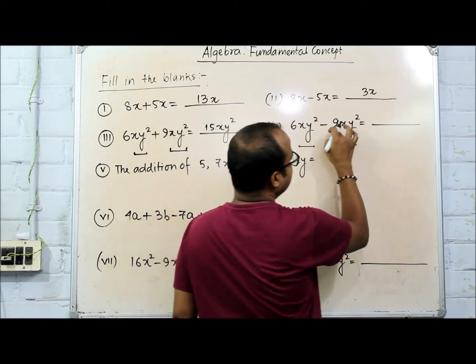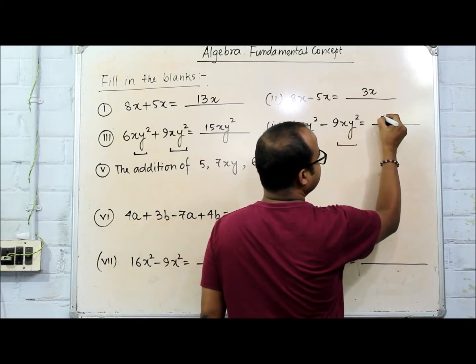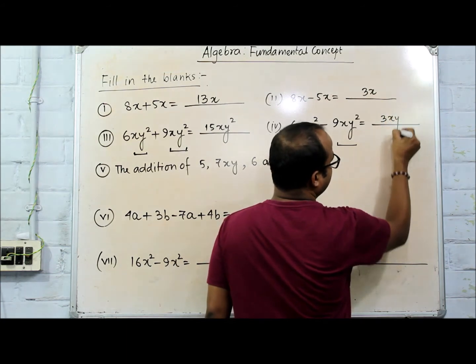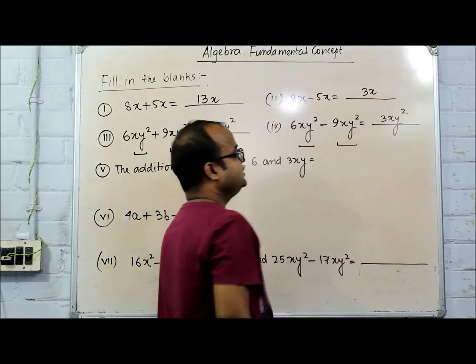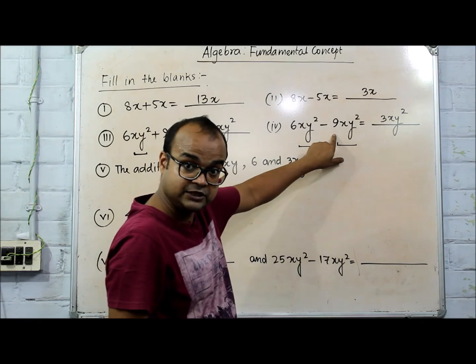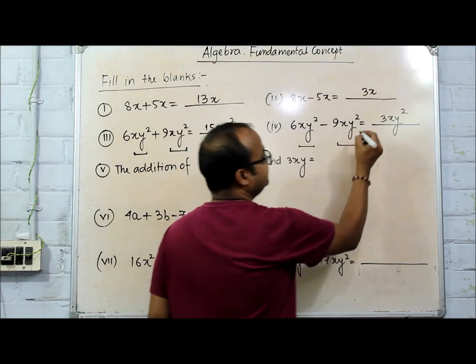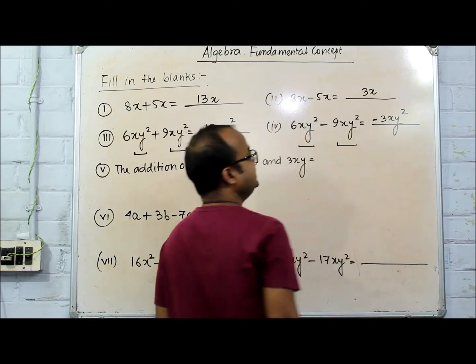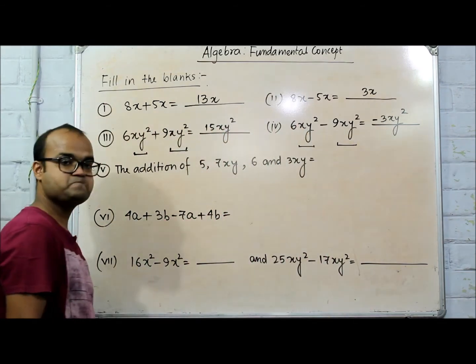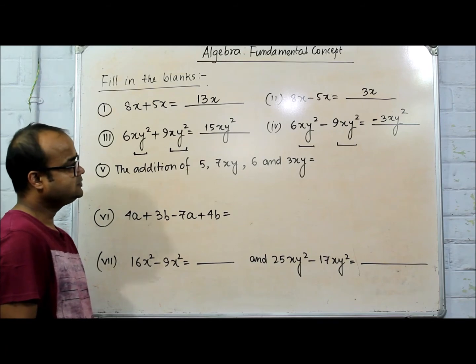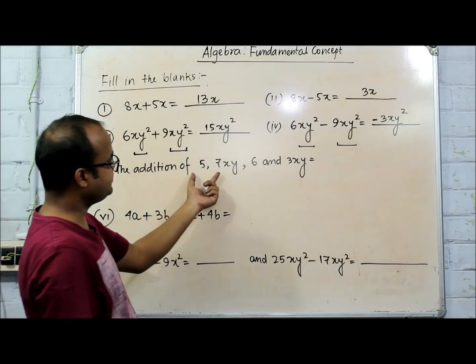6, 9, if you subtract, the result is 3xy square. 9 is bigger in magnitude. What sign does it have? Minus. So the result will be minus 3xy square. Moving to the next problem.